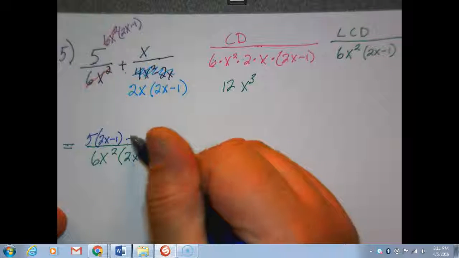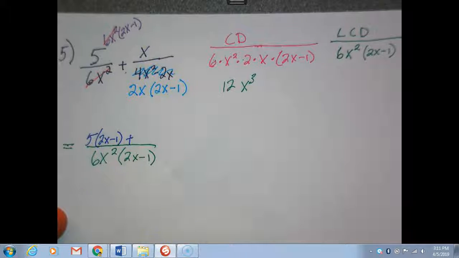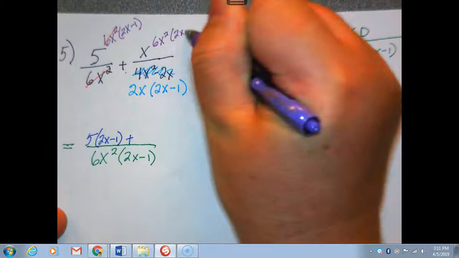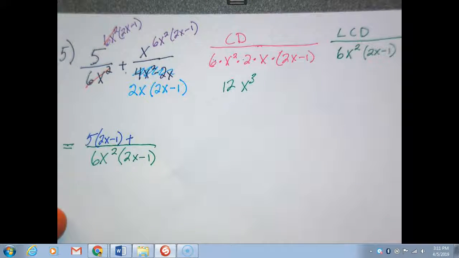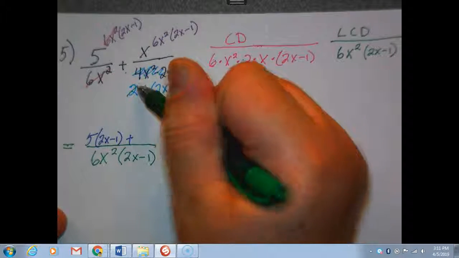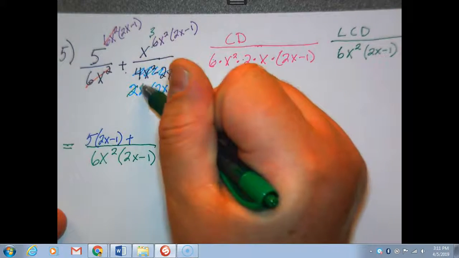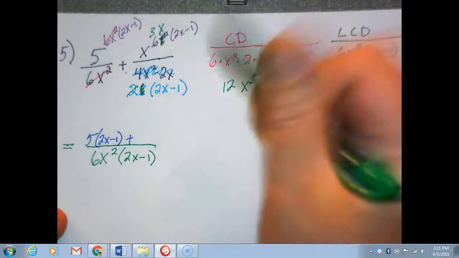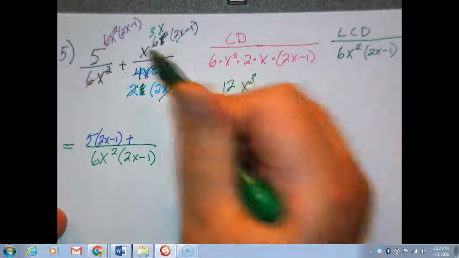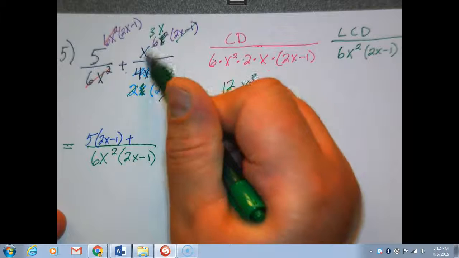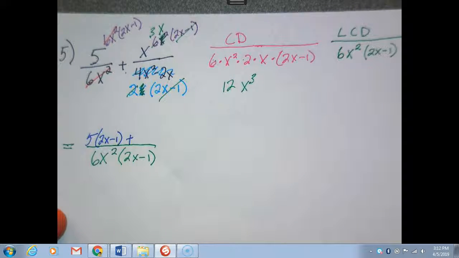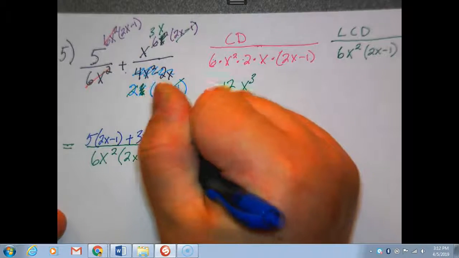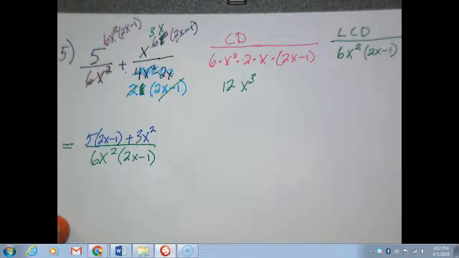Plus, I have to multiply the x by 6x squared 2x minus 1. What cancels out? 2 goes into 6 3 times. One of the x's go into one of these two x's once. I have one left over. And then these cancel out. So what do I have up on top? 3x squared, right? 3x times x is x squared.